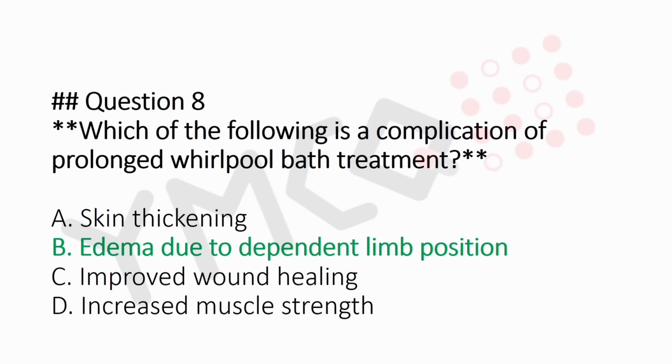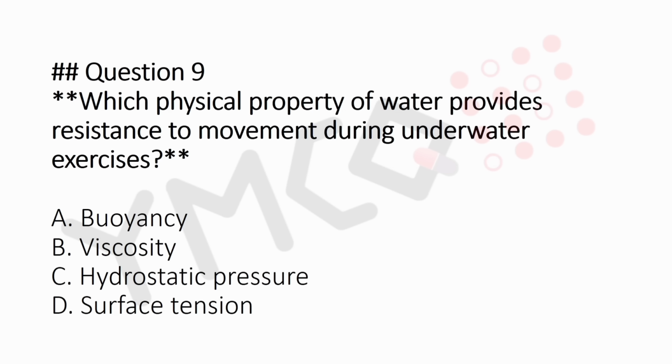Now let's move to question number 9. Which physical property of water provides resistance to movement during underwater exercises? Option A, buoyancy. Option B, viscosity. Option C, hydrostatic pressure. Option D, surface tension. And the answer is option B, viscosity.